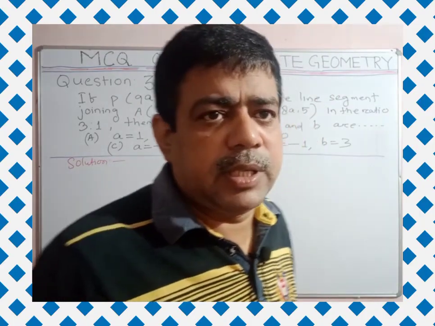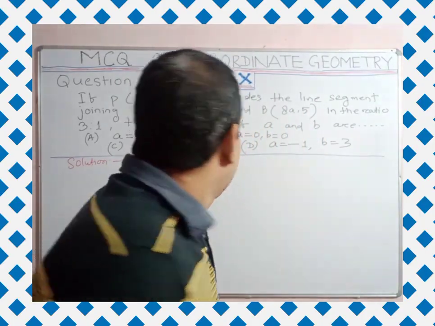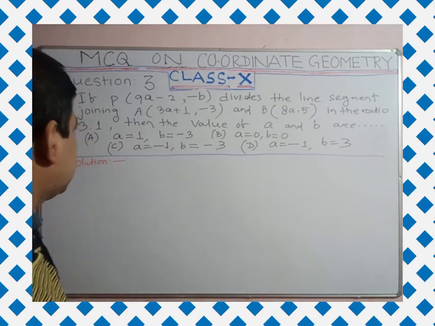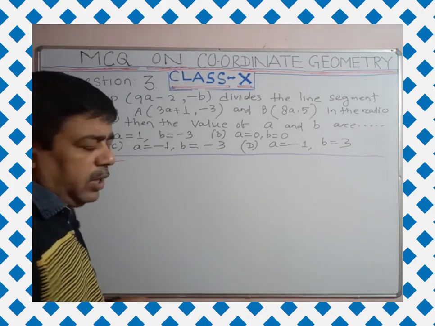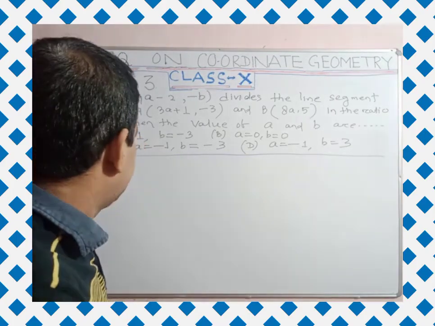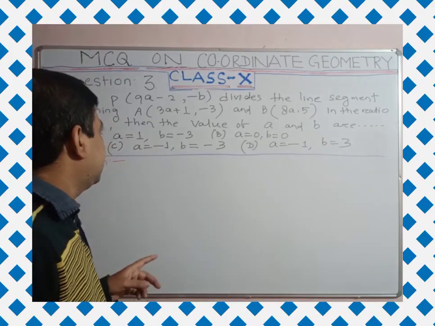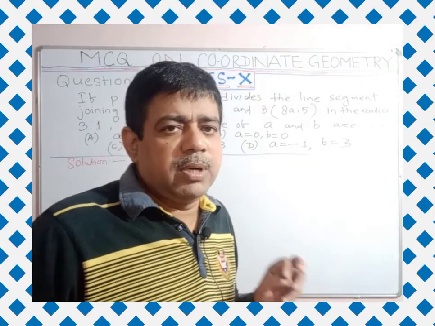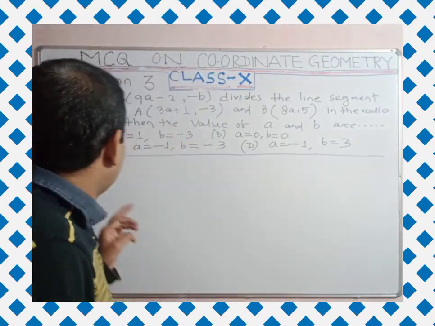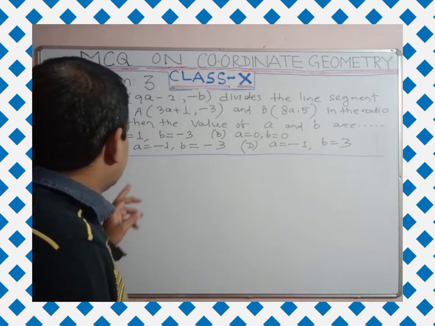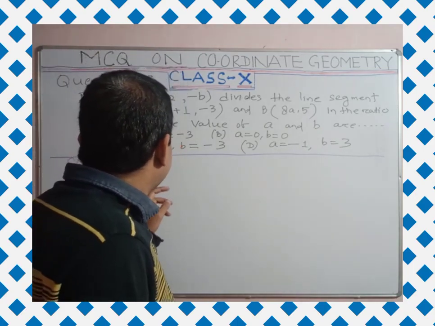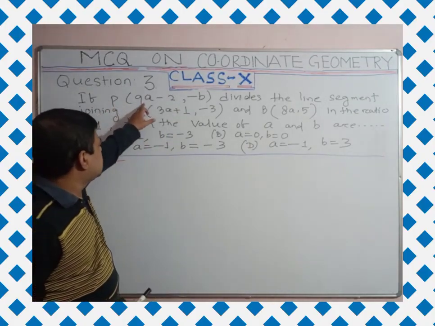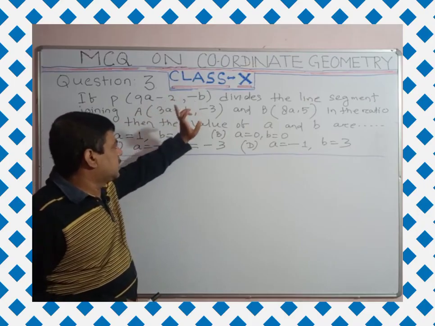Question number 3 I am discussing here: if a point P whose x coordinate is 9a minus 2 and y coordinate is minus b. Okay, the coordinate of P is given. The x coordinate of the point P is 9a minus 2 and the y coordinate is minus b.